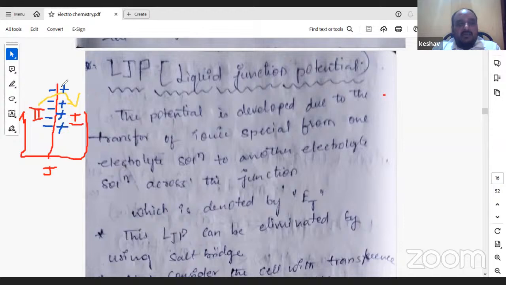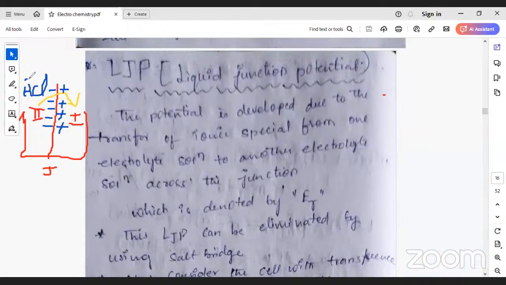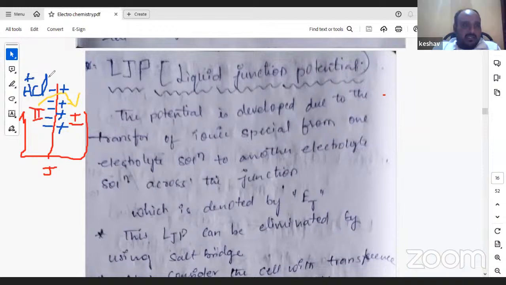For example, here HCl will be there. Listen carefully. HCl is there. This is H plus and Cl minus. This H plus ion is transferred. Then the remaining Cl minus here is the negative.